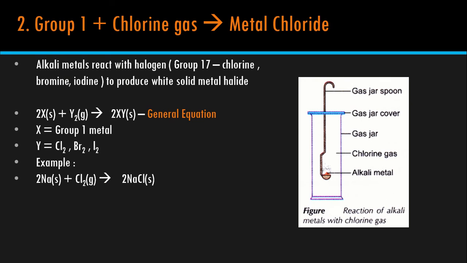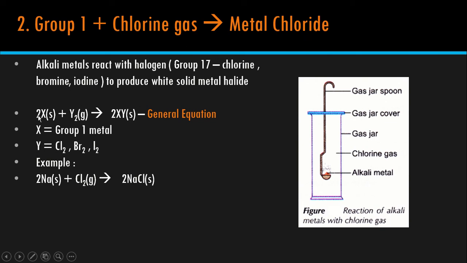So the third reaction, the third reaction is a group 1 with chlorine gas. Tadi oxygen gas kan. Sekarang tukar chlorine gas ataupun group 17 lah chlorine ni. Okay, so another is bromine or iodine. Juga dalam group 17. Okay, so in your syllabus dia fokus pada chlorine. Okay, so to produce white solid metal halide, so dia punya produk satu sahaja, which is metal halide ataupun metal chloride. Sekiranya guna chlorine. Kalau guna bromine dia akan jadi metal bromide. Kalau guna iodine dia jadi metal iodide.